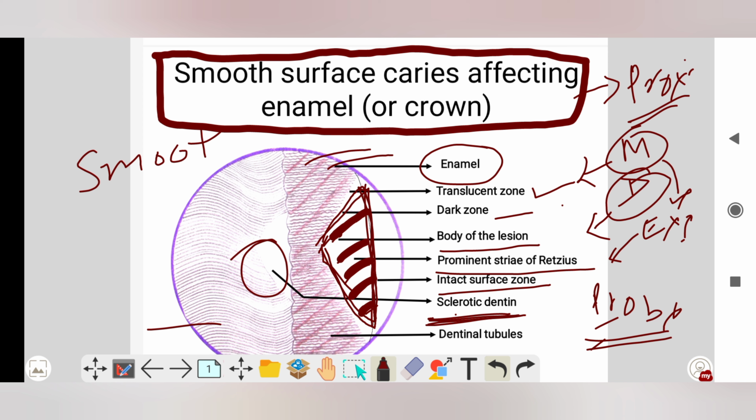So what is the difference between smooth surface caries and pit and fissure caries? Here you can see this is the cone. The apex of the cone is always towards the DEJ, and the base towards the surface of the enamel. So this is the difference between pit and fissure caries and smooth surface caries.